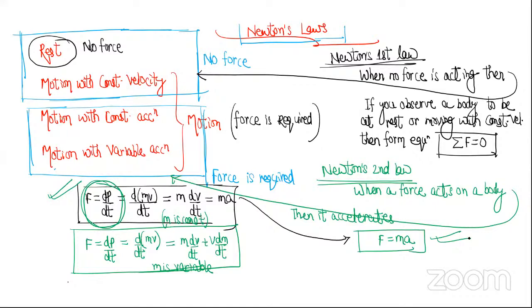So I hope Newton's first law and Newton's second law are clear to you. When to apply Newton's first law? When you see that the body is at rest or moving with constant velocity. Then the equation should be net force equal to 0. When to apply the second law? If you see that a body is accelerating. The equation is F equal to ma.